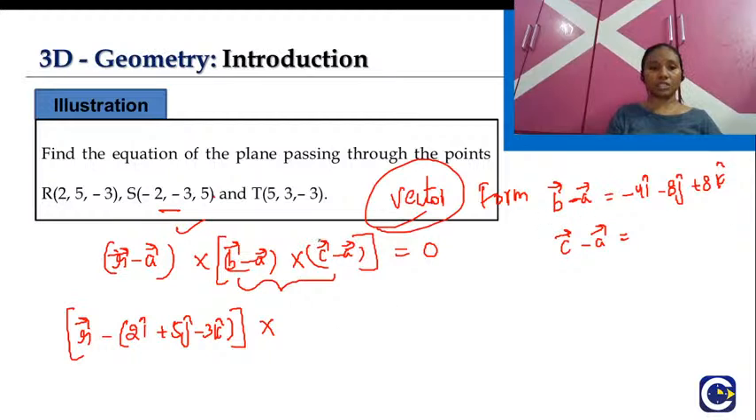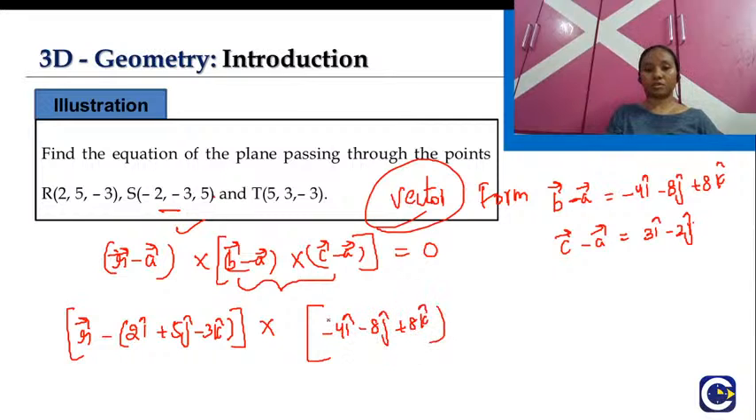So C bar minus A bar, 5 minus 2, it will be 3i, and 3 minus 5, it will be minus 2, so minus 2 j cap, and minus 3 minus of minus 3 plus, so it will be 0, so there is no k cap. So here my B bar minus A bar is nothing but minus 4 i cap minus 8 j cap plus 8 k cap, cross product of C bar minus A bar, which is 3i minus 2j.